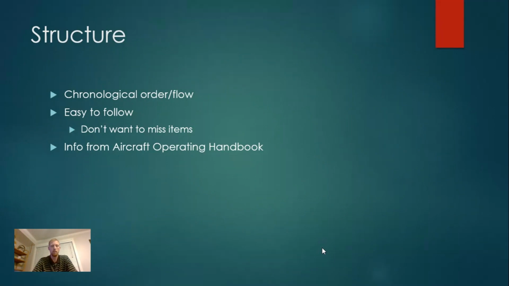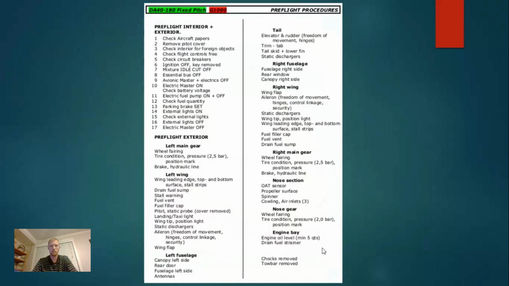The structure of pre-flight checklists is very important as well. We want to make sure that they have a chronological order and flow, that they're easy to follow. You don't want to miss any items. And if you have to look away from the checklist for a minute, you want to be able to come back to the checklist and find your spot very easily without getting confused. You also want to make sure that the information on the pre-flight checklist is reliable. It should usually be coming from the aircraft operating handbook.